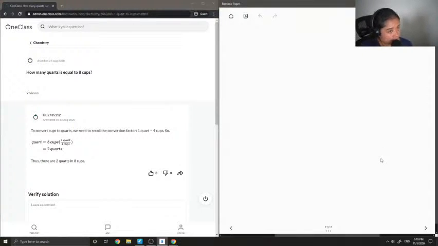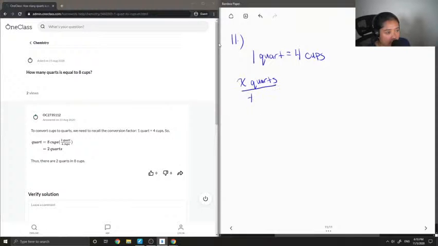Okay, so now let's move on to question number 11. How many quarts is equal to 8 cups? So first, let us recall that 1 quart is equal to 4 cups. So if we're looking for quarts, I would define it as X. X quarts over 8 cups.